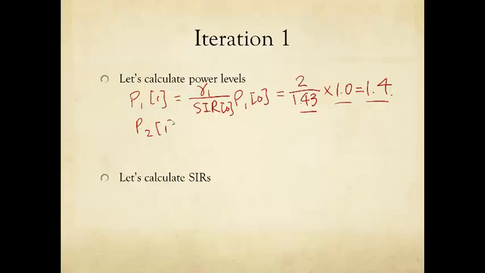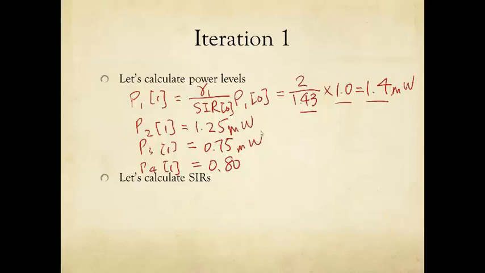Similarly, the second user's transmit power now becomes 1.25 instead of 1. Whereas the third and the fourth user's transmit power, you can easily verify the calculation, are actually smaller than the last round. They are 0.75 and 0.80 milliwatts respectively. Everything is in milliwatts for the power unit. And that confirms our intuition: if you overshoot your target SIR, lower your power, otherwise increase your power.